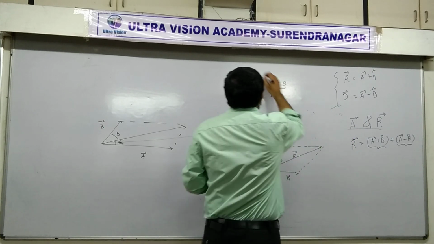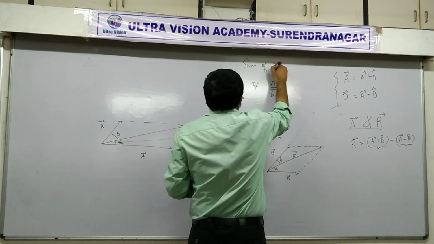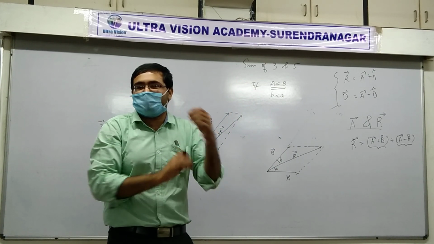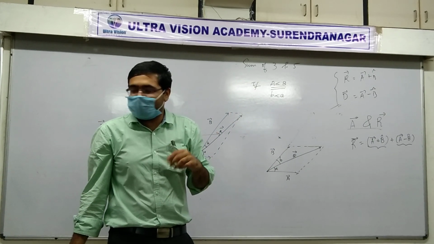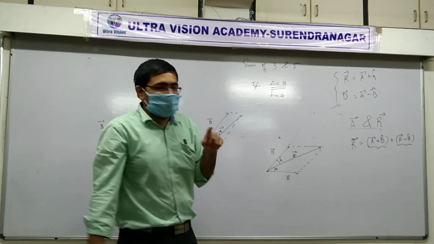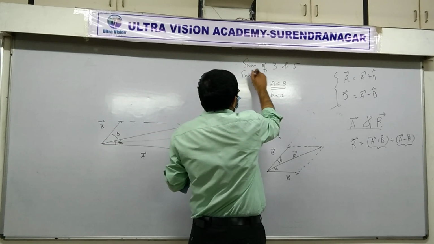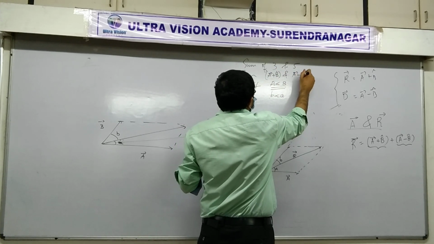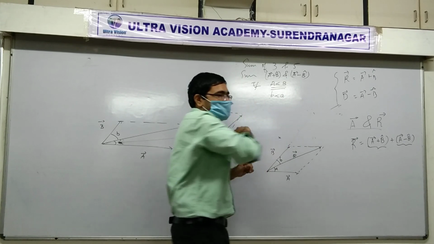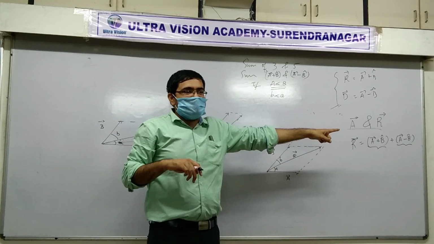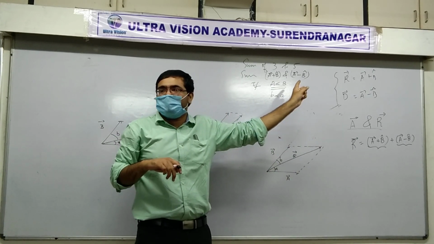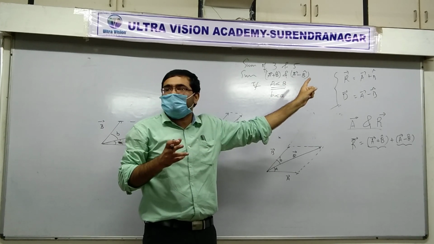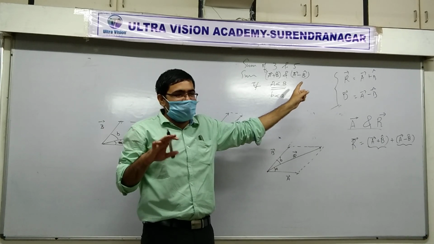Okay. What is sum of 3 and 5? 8. Sum of 3 and 5 is 8. So similarly, how will you write the sum of A vector plus B hat and A vector minus B hat? Yes or no? Sum means what? Addition. That is the result. Clear or not clear? Everyone? Yes.